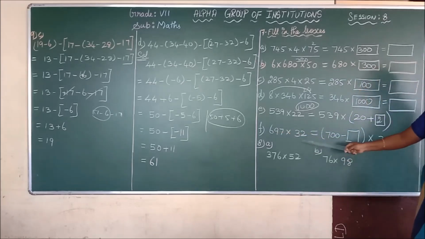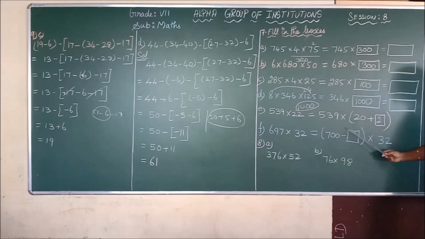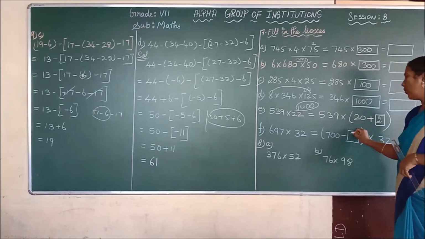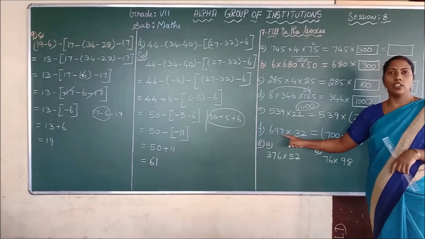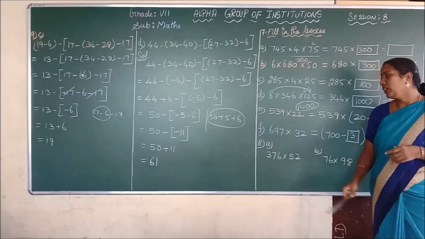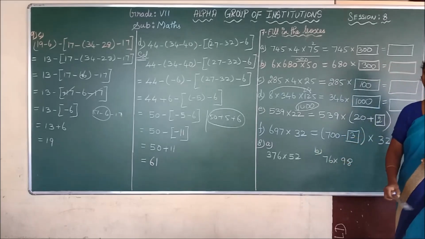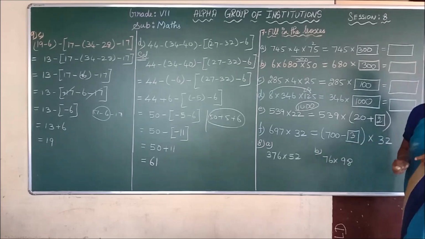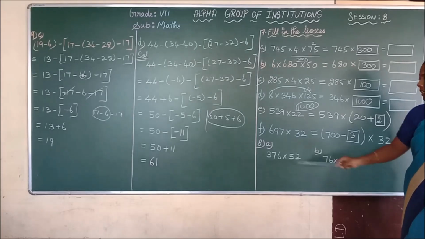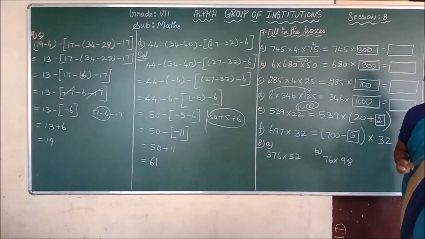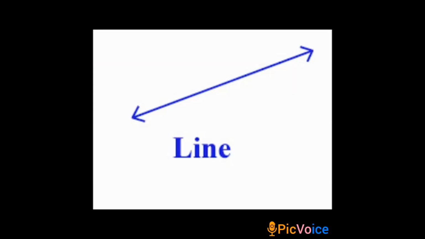697 into 32 which is equal to 700 minus box into 32. Here what do you have to write, children? Yes, very easy one. Here you have to write 3 because 700 minus 3 gives you 697. Clear, children? Okay. See the next sum, 8th sum. In this question, in your book they have given multiply these numbers by using the properties of multiplication. You need not use the properties of multiplication, children. You just multiply the integers and write the answer. Okay, it's clear, children?